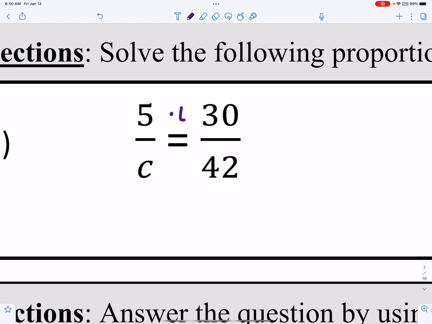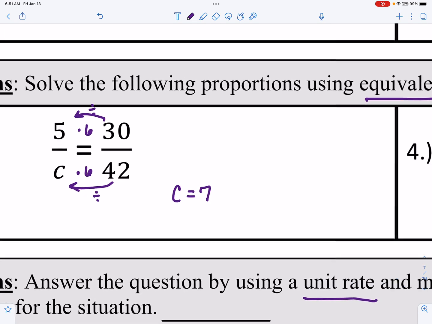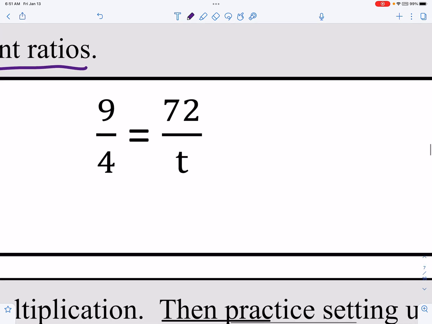So I know 5 times 6 is 30. I know C times 6 has to be 42. So if I go backwards, we're talking about dividing instead. And so 30 divided by 6 is 5, and 42 divided by 6 means that C must equal 7. Okay? All right, and then we go over here, the same type of thing. I'm just looking, I know these are equivalent. So 9/4 has to be equivalent to 72 over something. So when I look at this one, I know that times 8 over 8 is what I have to use, because 9 times 8 is 72. So that means 4 times 8 equals 32, and T must be 32.